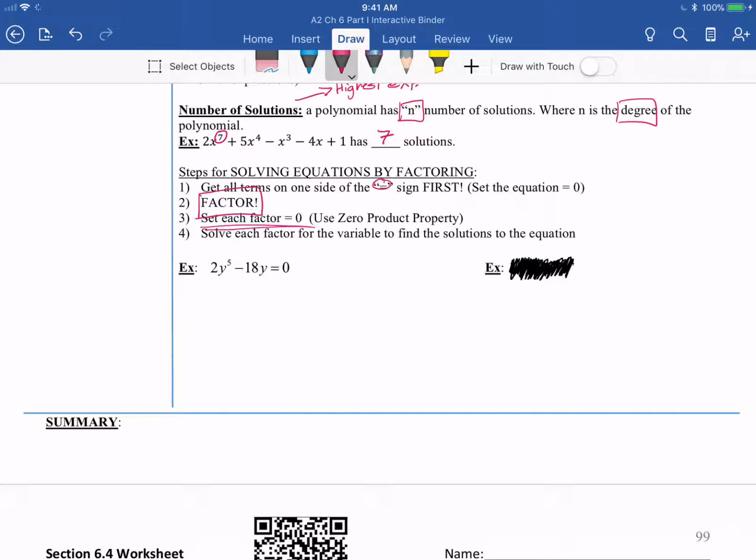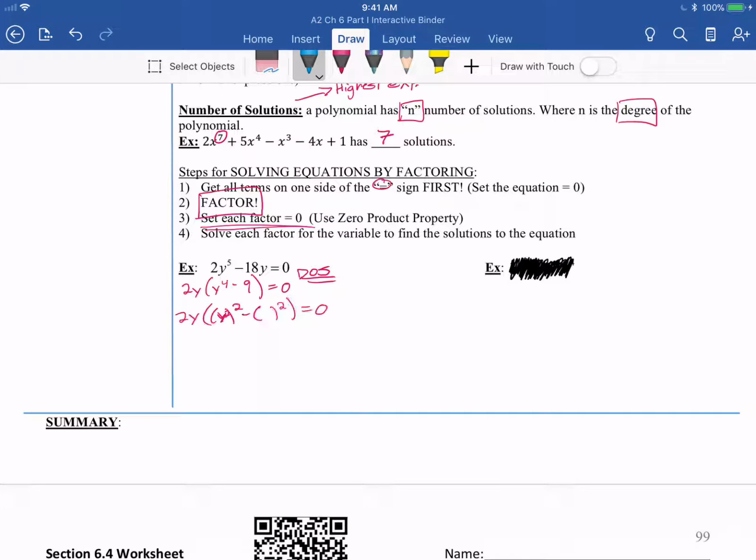To factor this one, I always look for a greatest common factor. I can take out a 2 out of both of them, and I can take out a y. So then what do I have left? I have y to the 4th minus 9 equals 0. Now I look at that y to the 4th minus 9. I know that that is a difference of squares. So I have 2y, and then something squared gives me y to the 4th, minus something squared gives me 9.